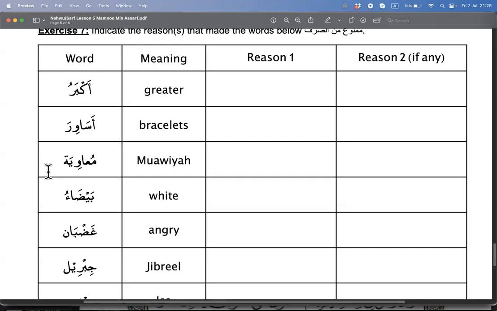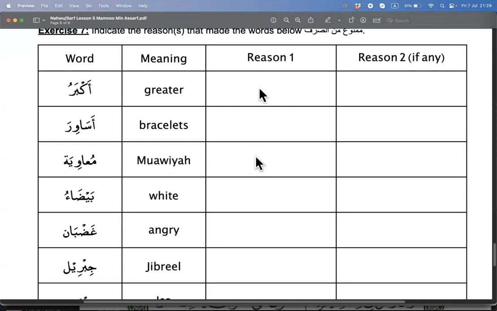This is only one reason? Why one reason? It's not a description. Names also need two reasons, right? So if this is a name, Muawiyah. Yes, it's a name, right? There's a Sahabi, Abu Sufyan's son. His name is Muawiyah. So the reason number one is it's a name.